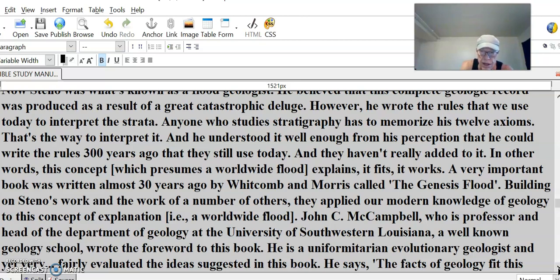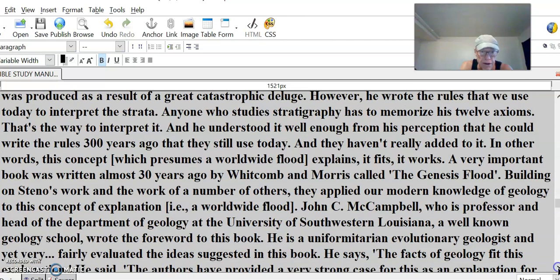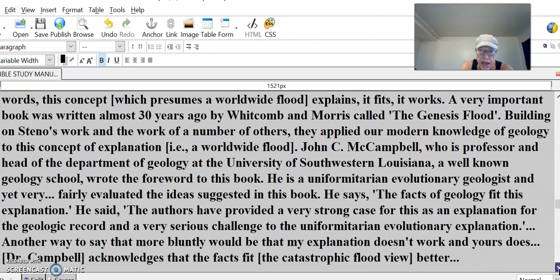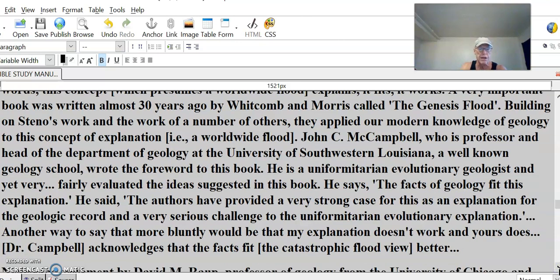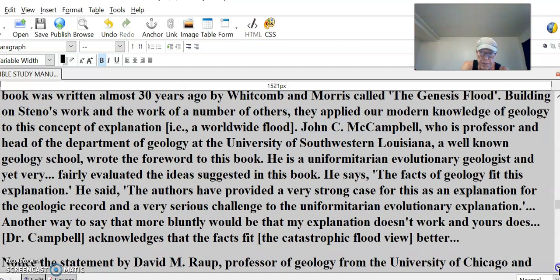He is a uniformitarian evolutionary geologist and very fairly evaluated the ideas suggested in this book. He says the facts of geology fit this explanation. He said the authors have provided a very strong case for this as an explanation for the geologic record and a very serious challenge to the uniformitarian evolutionary explanation. Another way to say that, more bluntly, would be that my explanation doesn't work and yours does. Dr. Campbell acknowledges that the facts fit the catastrophic view better.